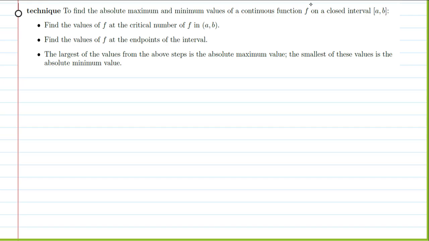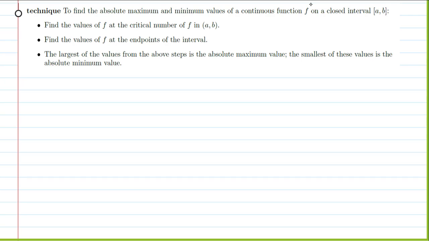So essentially, what this technique or this algorithm is telling us is that the absolute maximum and minimum of a function will either occur at a critical point or at the endpoints of the interval. So we find all of our critical numbers, then we test our function at all of the critical numbers and at the endpoints, and then we just select the largest and smallest values. And that gives us our absolute maxes and mins.